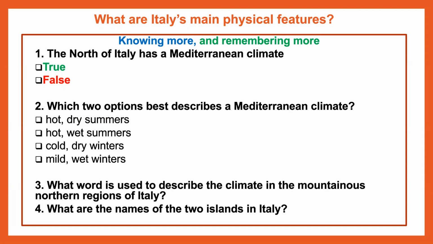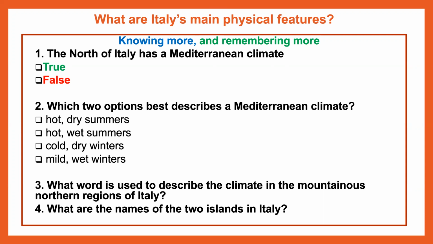Question 2. Which two options best describe a Mediterranean climate? You need to pick two. Is it hot, dry summers, hot, wet summers, cold, dry winters, or mild, wet winters? You need to pick two of those.